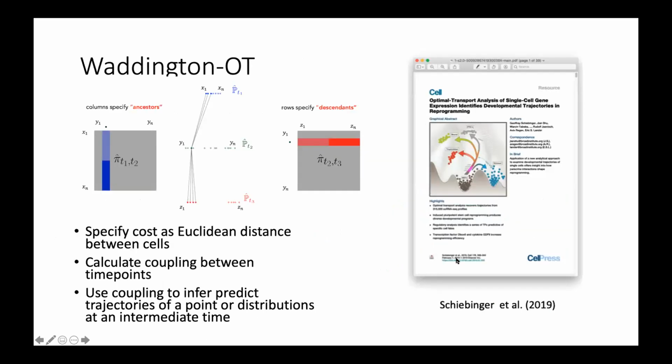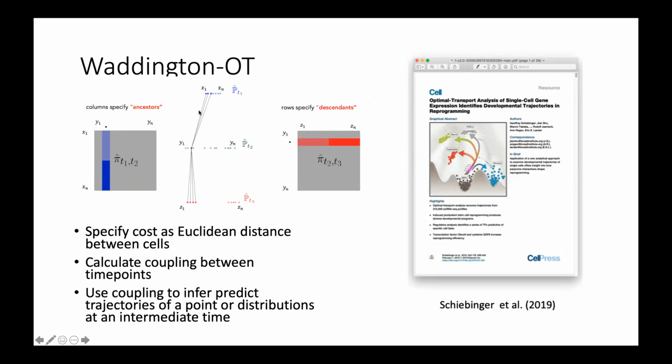And so the paper that originally did this, they titled it Waddington OT. It was published in Cell. I think we briefly touched on this, but this is very useful. What you do is you calculate the Euclidean distance between cells, and then you calculate the couplings, and you can use these couplings to look at the ancestors and the descendants of any cell in a time series. And so this is really modeling over time.